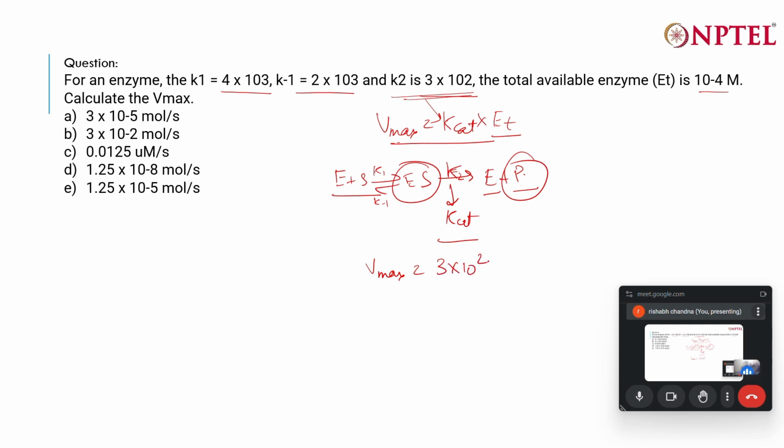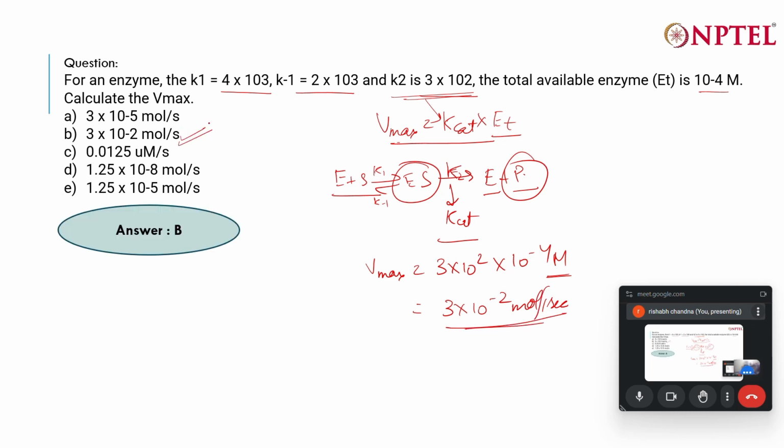So this will be 10 to the power 2 and this will be 10 to the power minus 4 molar. So now if we directly multiply, this will be 10 to the power minus 2 mole per second. Okay, so the correct answer would be option number B. So let's move on to the next question.